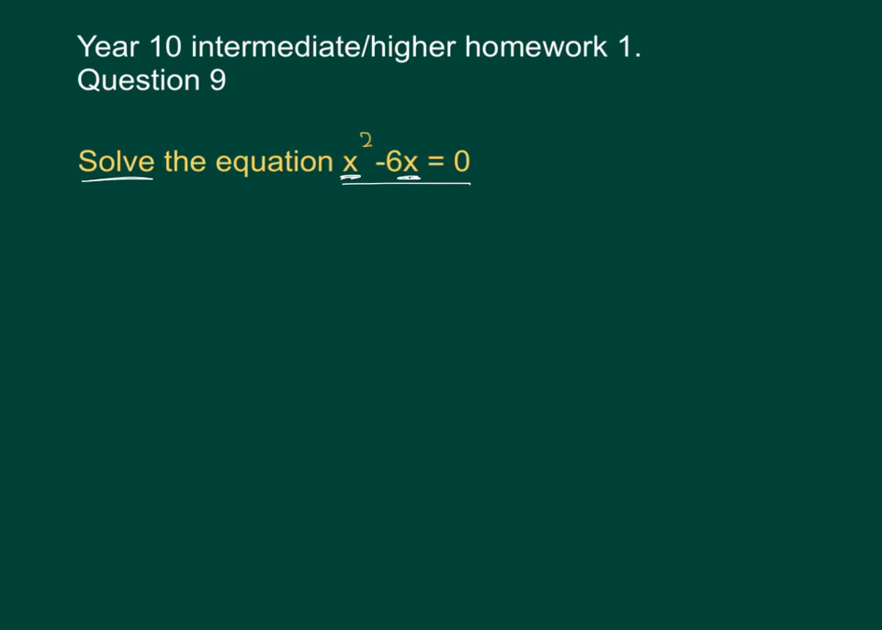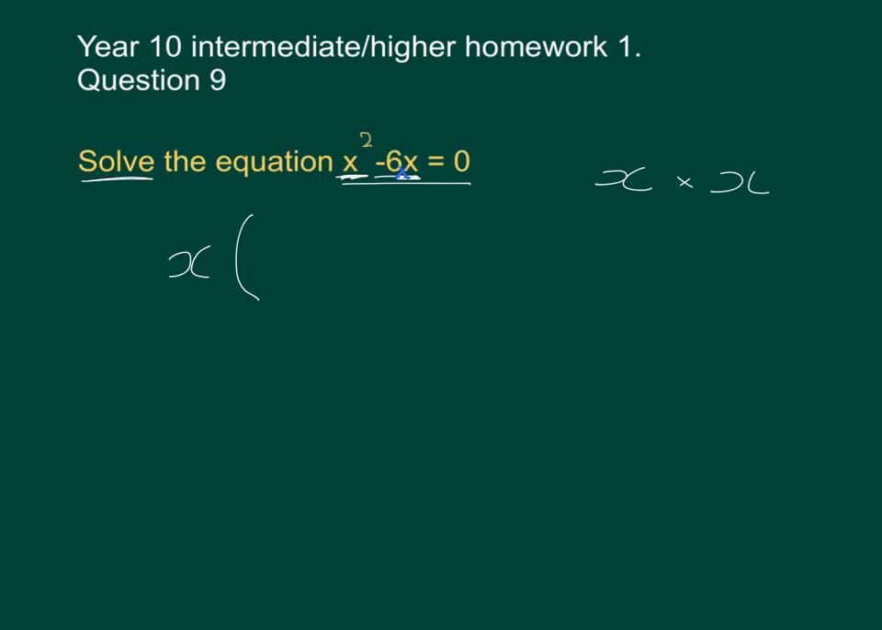So here we are. What goes into both terms? Well, I've got x squared here, and x squared we know is x times x. And I've got minus 6x here. And of course, we already know that there is a multiplication sign there. So putting that into brackets, we know that x goes into both x squared and minus 6x.